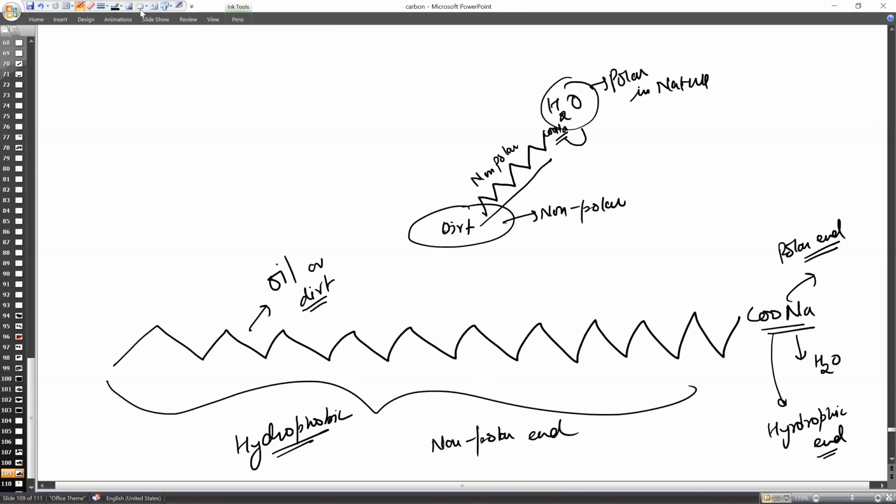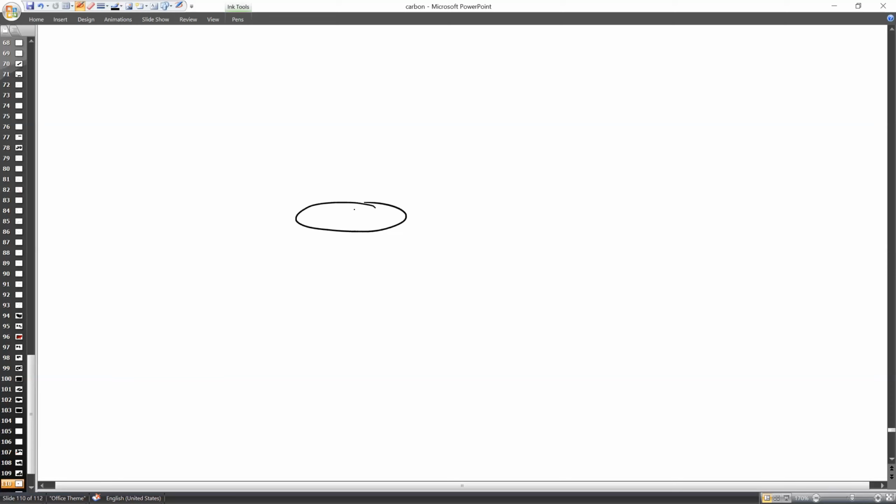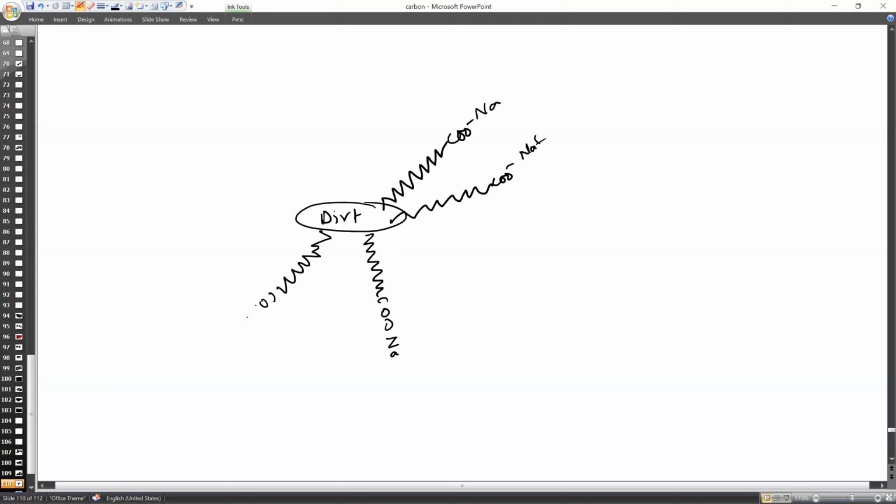So when we add soap or detergents to the dirt, this hydrocarbon chain gets attached to the dirt. Actually, Na is an ionic compound, so it keeps on moving everywhere in the solution. We just have the sodium salt, but it will be moving everywhere. I'm just drawing it this way, but actually this is COO minus, Na positive. It is similar for this one, and the same for this one, and this sodium keeps on moving everywhere. This is called micelles.